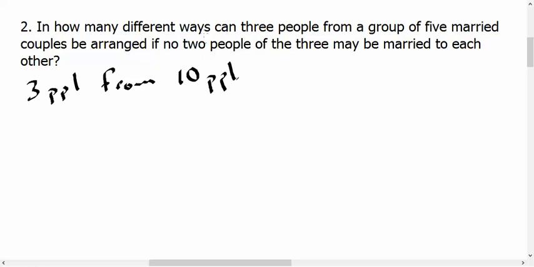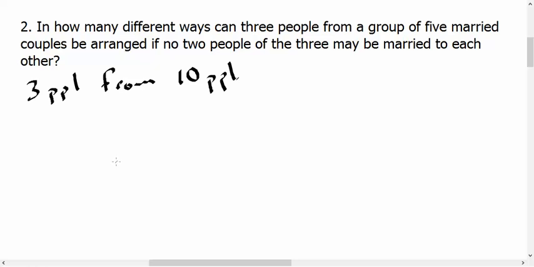But here we don't want any 2 people of the 3 to be married to each other. So in other words, of these 3 people, we don't have a couple among this group of 3 people that we're choosing, right? So we can't have a couple. We can't have 2 people that are married to each other in any of these 3-person arrangements. All right, so this might be tricky with this little constraint, but let's at least start it in the same way that we did the previous problem using the slots method.